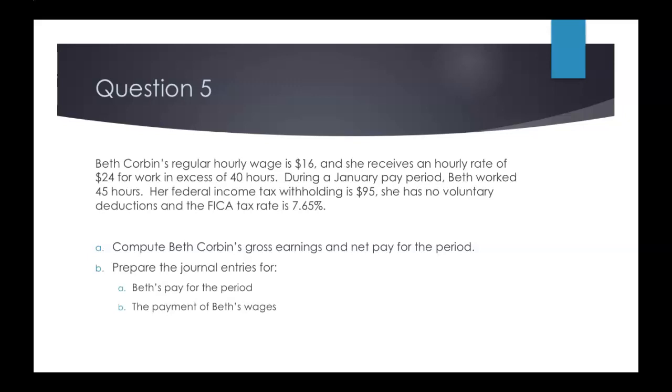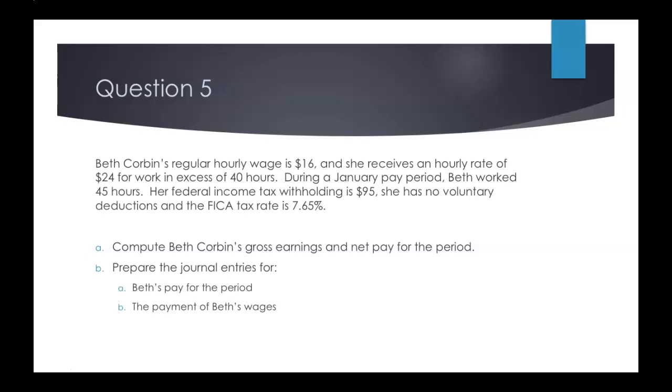During a January pay period, Beth worked 45 hours. So she worked 5 hours of overtime. Her federal income tax withholding is $95. She has no voluntary deductions, and the FICA tax rate is 7.65%. So remember, FICA is made up of Medicare, which is 1.45%, and Social Security, which is 6.2%. So that's where they get that 7.65% from.